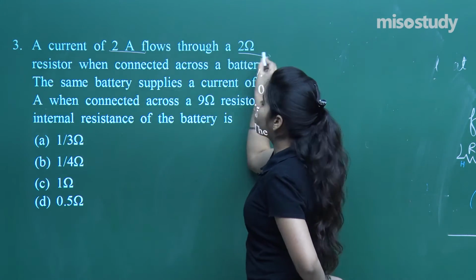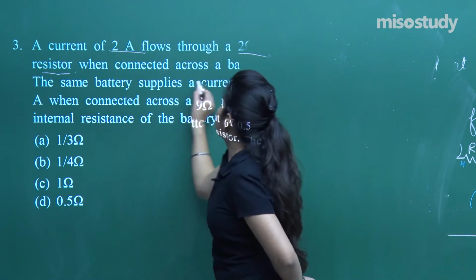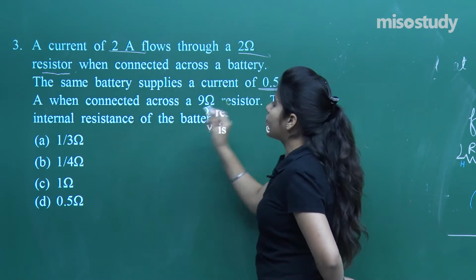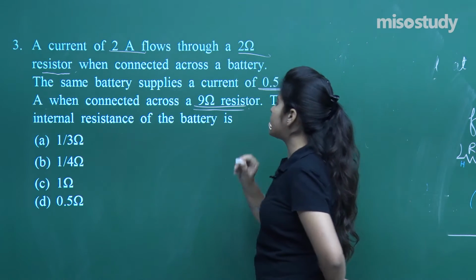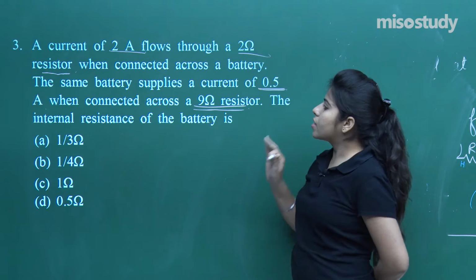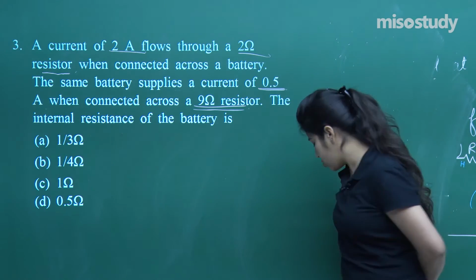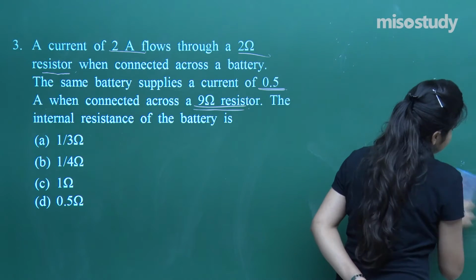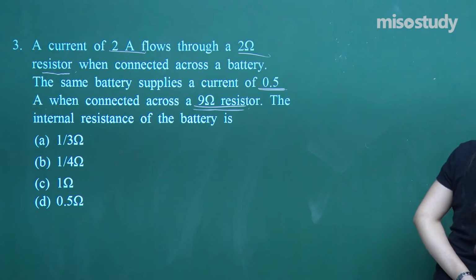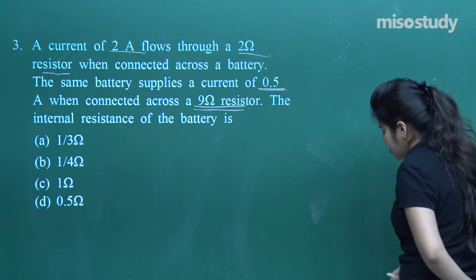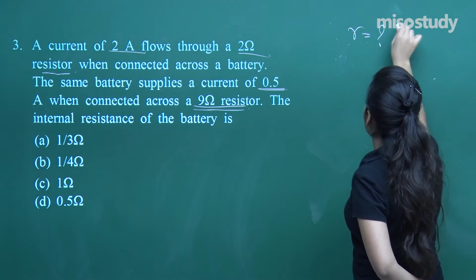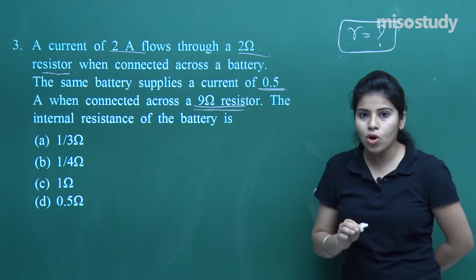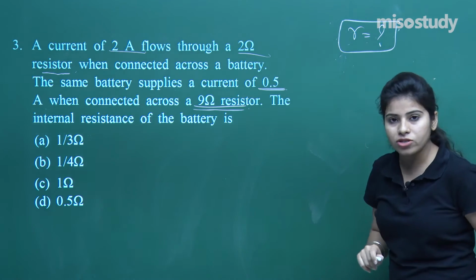Just note down these 4 points. Same battery supplies a current of 0.5 ampere when connected across a 9 ohm resistance. What we have to find? The internal resistance of the battery. Let me just tell you one thing. Small r is denoted as the internal resistance. Everybody knows we denote this internal resistance as small r, and that we have to find in the question.